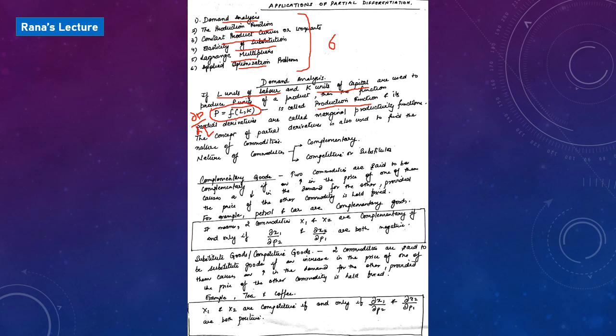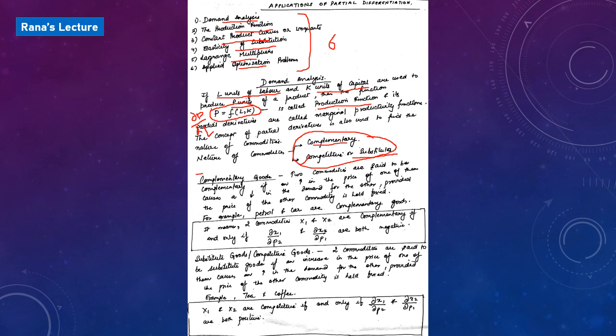The concept of partial derivative is also used to find out the nature of the goods. And now goods can be complementary goods or competitive goods. Competitive goods are also known as substitute goods. अब हम ये देखते हैं कि complementary goods होते क्या हैं. आपने इकोनॉमिक्स में किया है कि complementary goods क्या होते हैं, right? Complementary goods किस तरह के goods हैं?